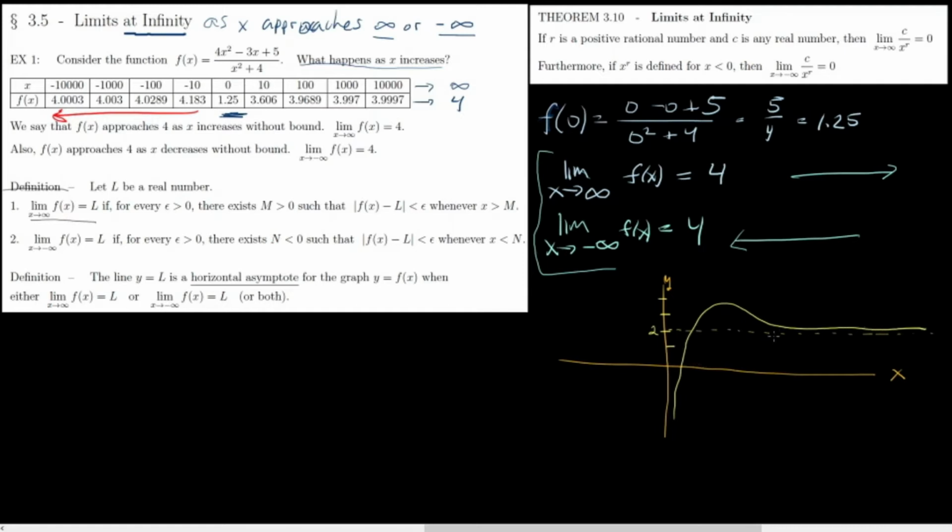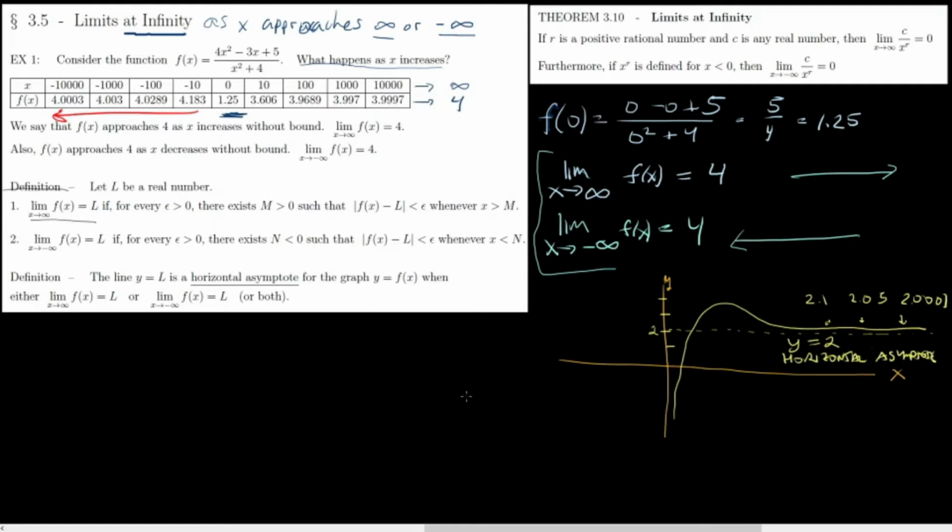So what we have is a graph where as x gets bigger, the y values get closer and closer to 2. So here it might be 2.1, here it might be 2.01, here it might be even closer, let's say 2.05, 2.0001, and you're just getting closer and closer to this horizontal line y equals 2. So what that means is the horizontal line y equals 2 is a horizontal asymptote.